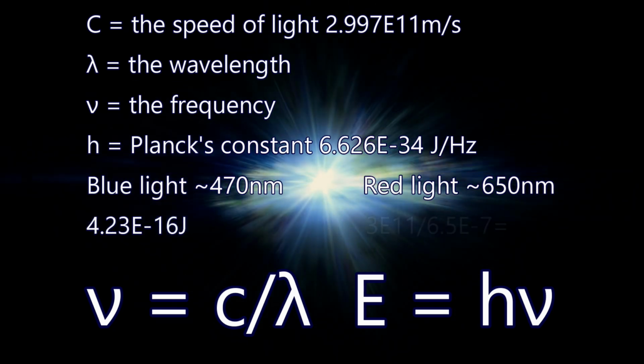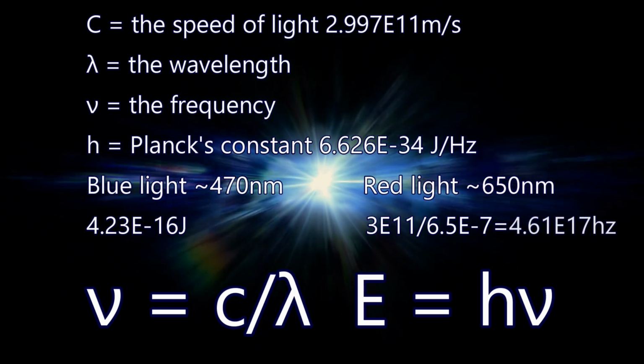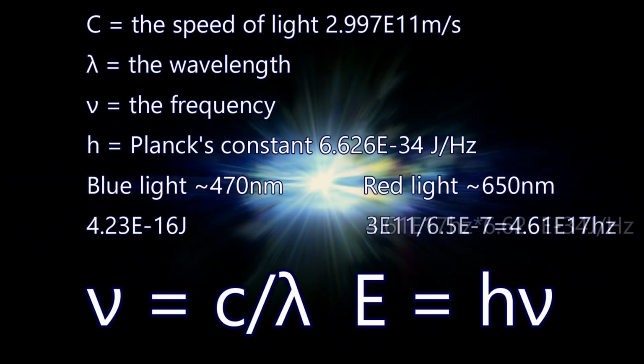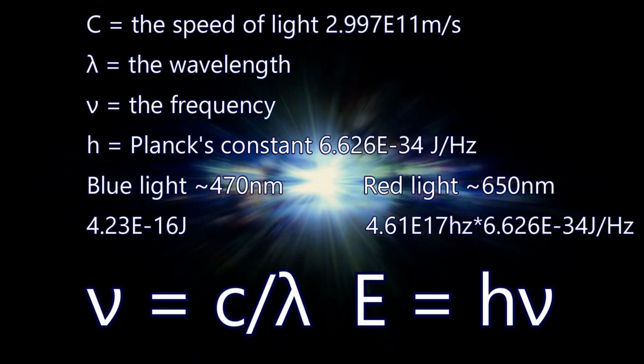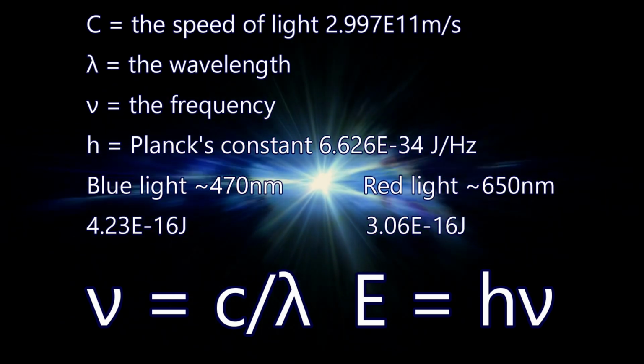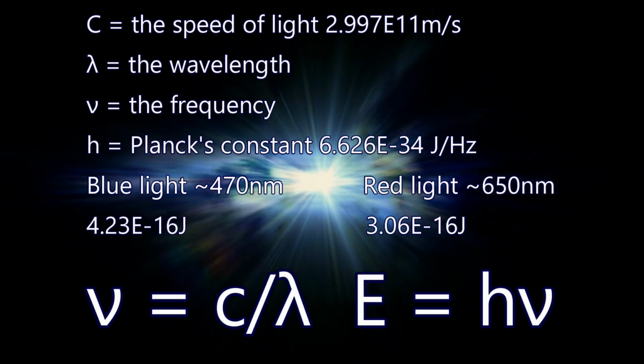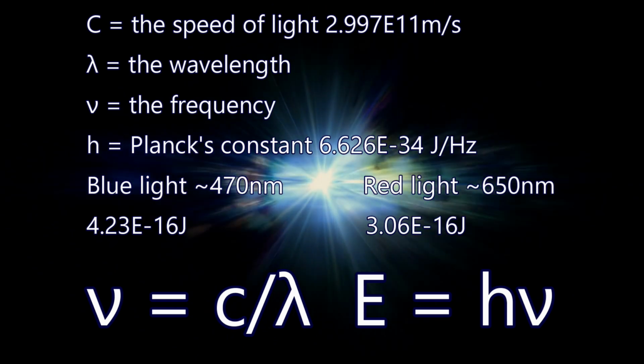A wavelength of 650 nanometers divided into the speed of light gives us 4.61 times 10 to the 17th power. Multiply this by Planck's constant, and we get 3.06 times 10 to the minus 16 joules. This shows us that the red photon has only 72% as much energy as the blue photon.